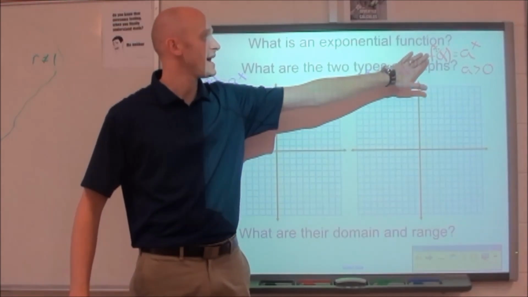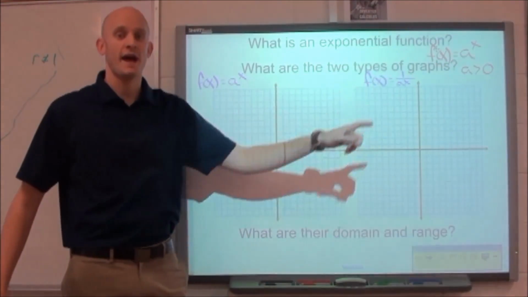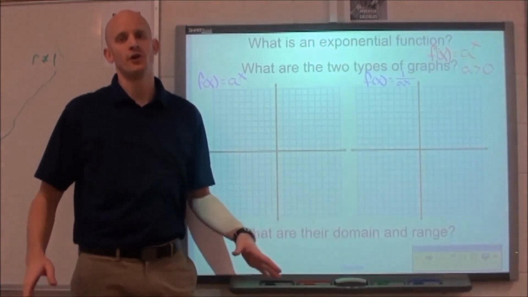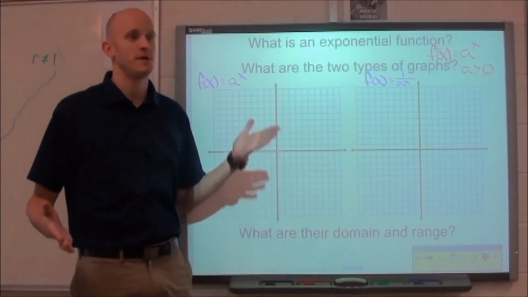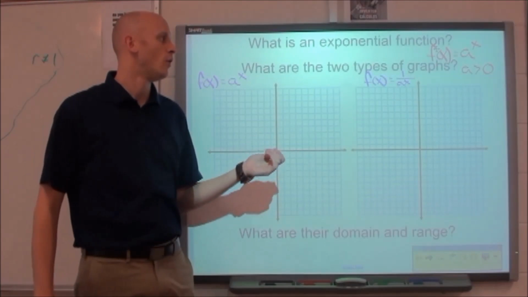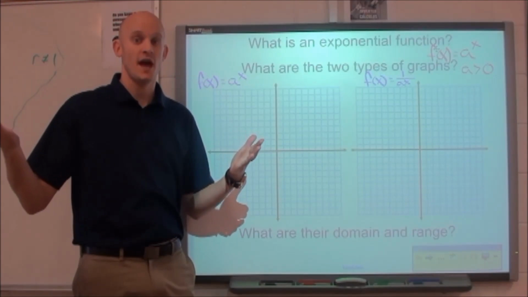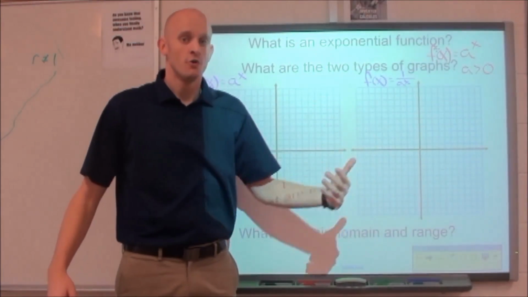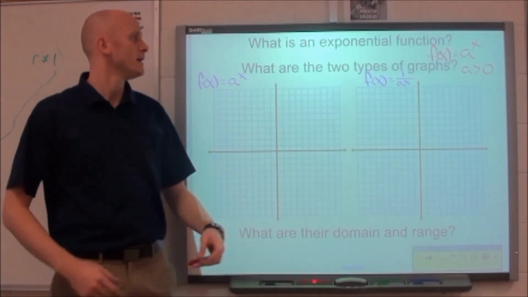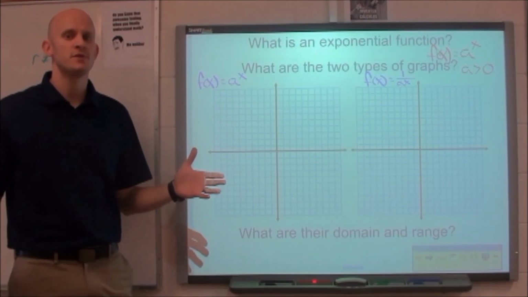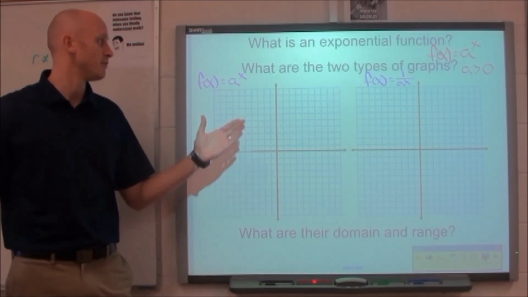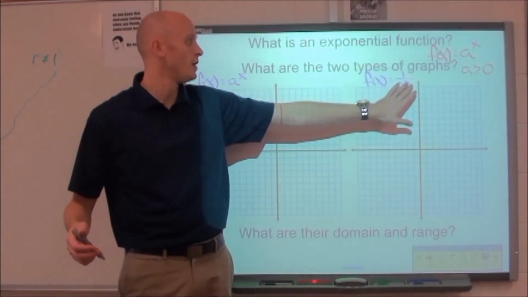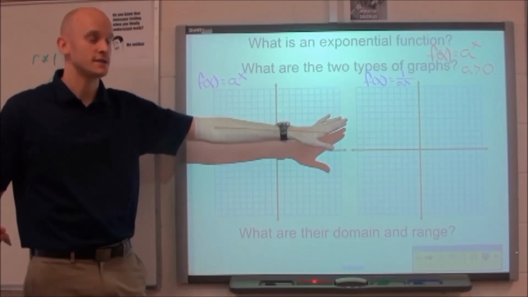The general form is f of x equals a to the x power, where a is greater than 0. So for example, an exponential function could be 2 to the x, or 1/2 to the x. This is an example of an exponential function. When you think about those graphically, there are two types of exponential graphs that we'll be dealing with. One is a to the x, and the other is 1 over a to the x.